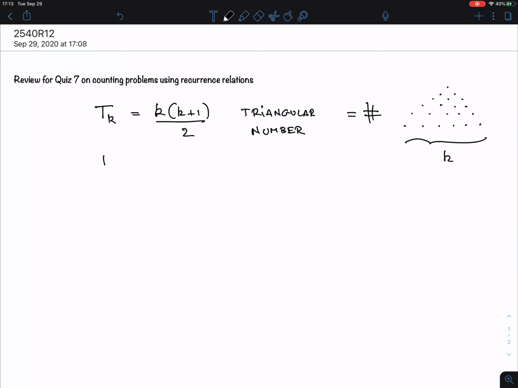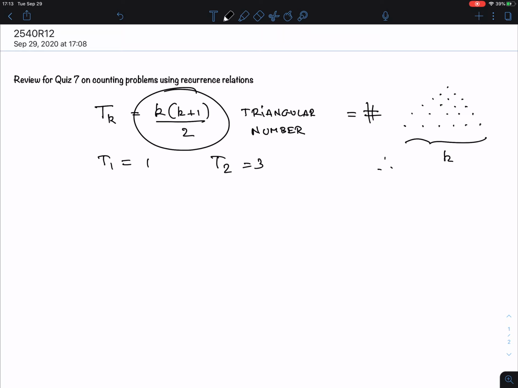And so, for instance, t_1 is of course 1, and if you plug it into the formula, you see that's also what you get. What is the number of dots in a triangle of size 2? Well, that is 3 dots. And if I plug in 2 into the formula, I get 2 times 3 divided by 2, that's 3, etc. So the formula is correct.